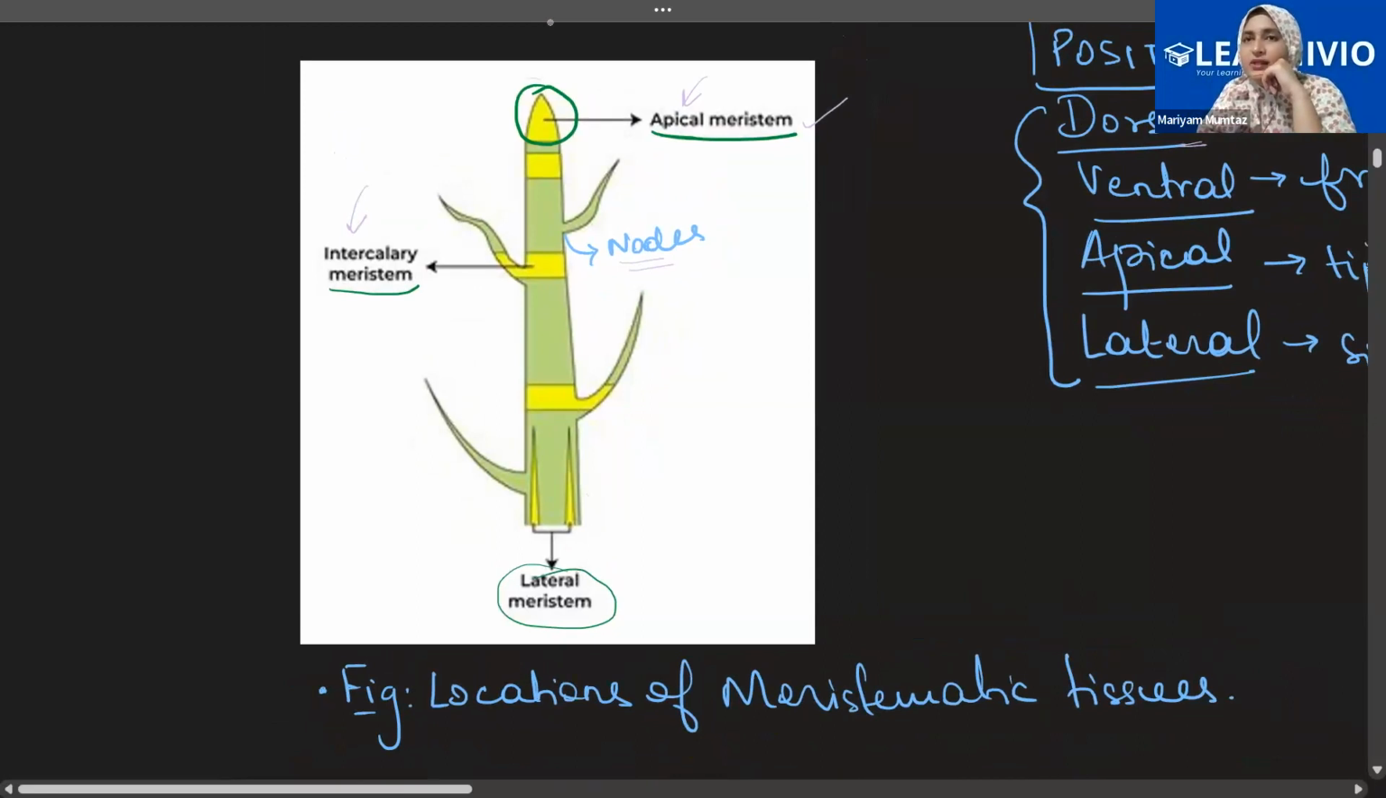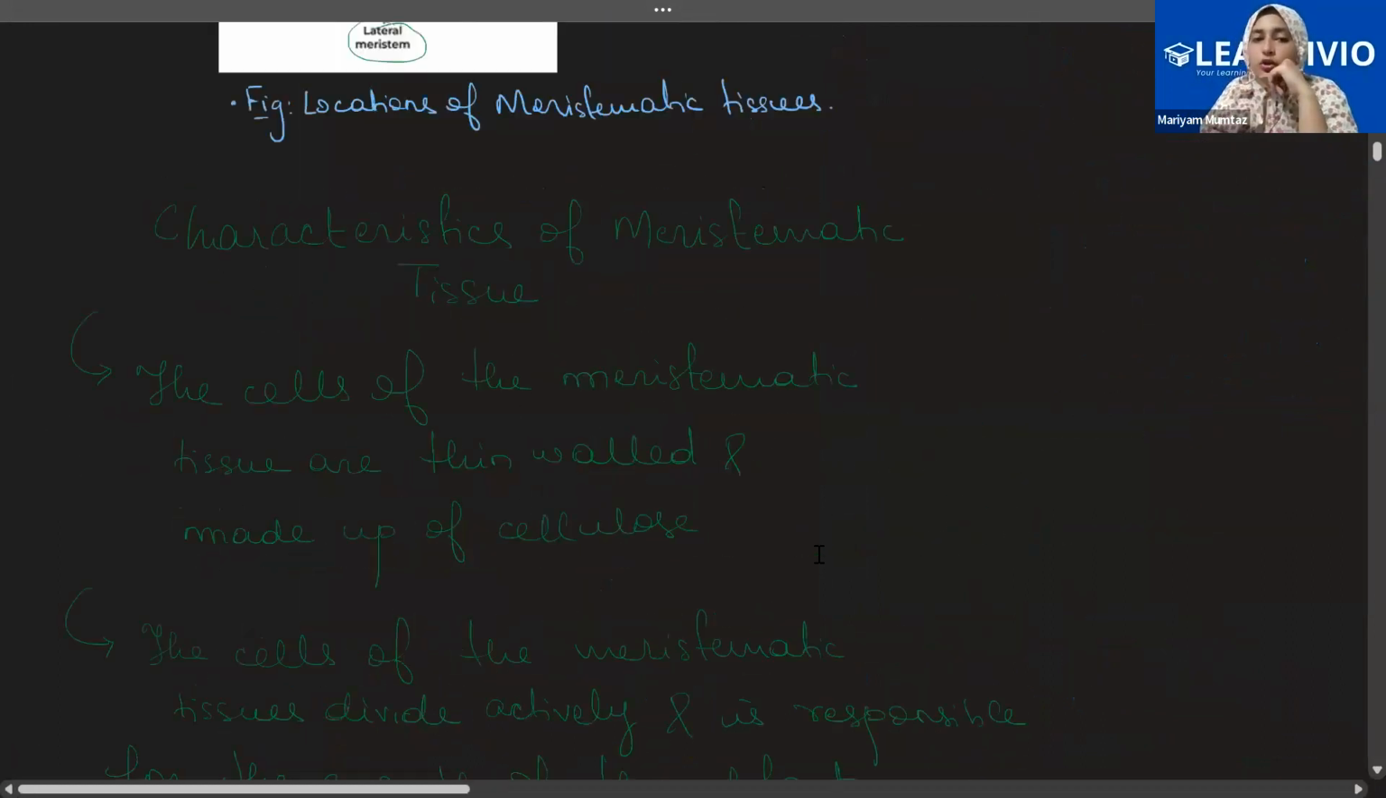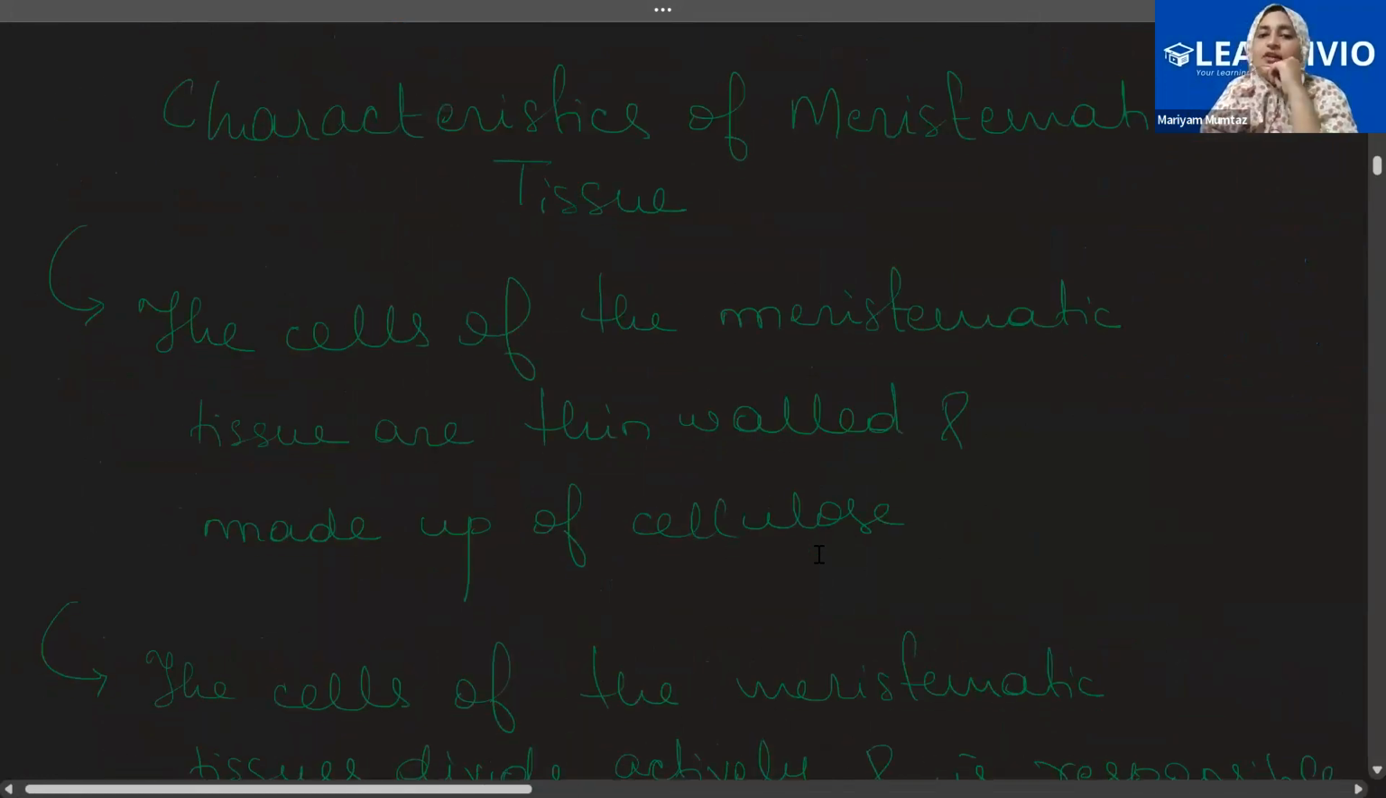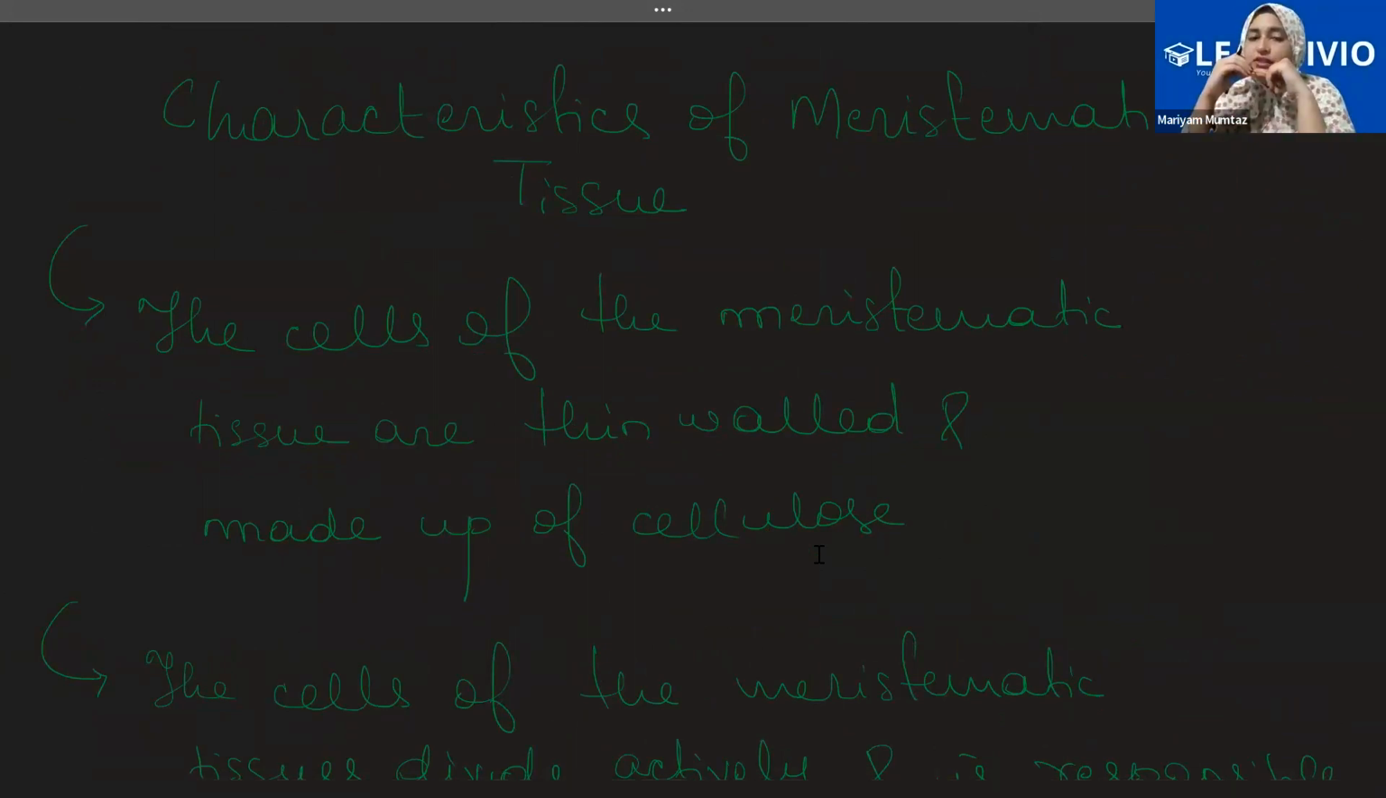When you start noting it down, you have to draw this in your notebooks. Now, let us talk about the characteristic features of meristematic tissue. The first thing you should know is that the meristematic tissues are made up of cells.